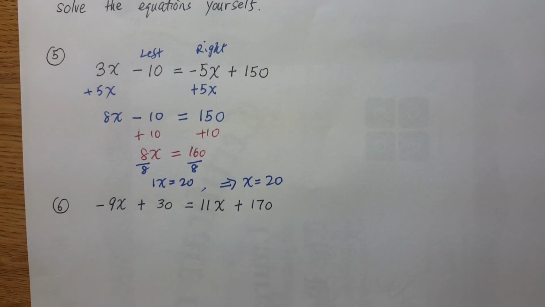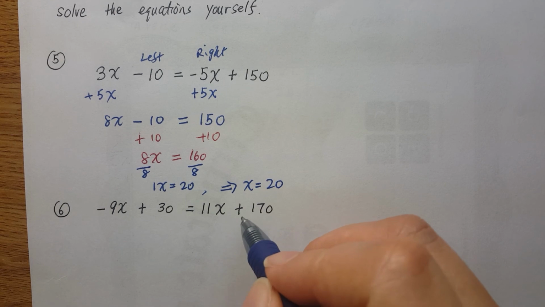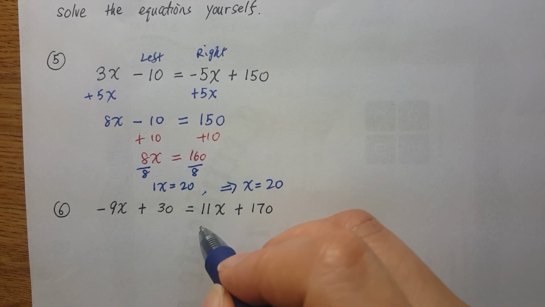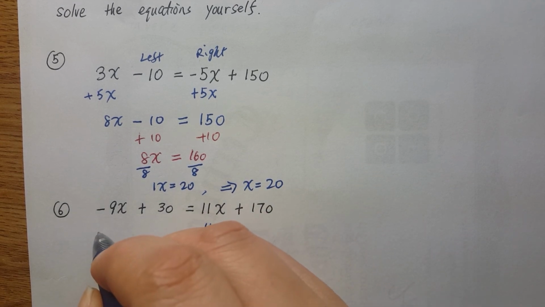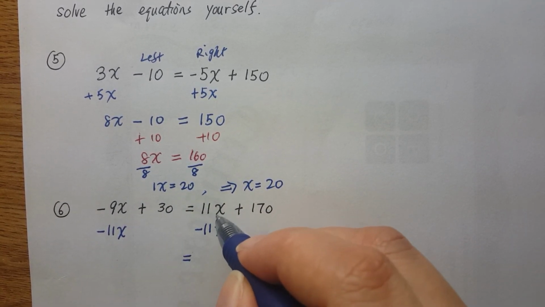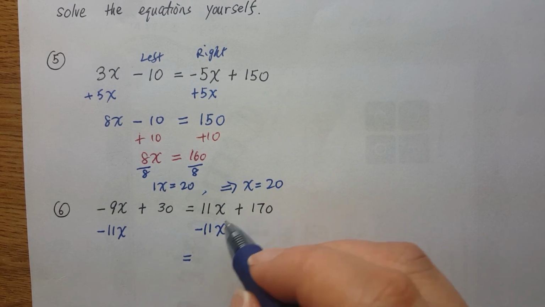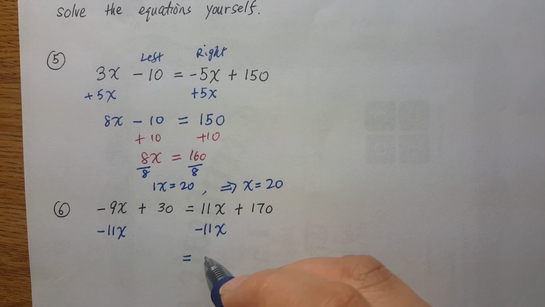Now let's take a look at question number 6. So on the right, we have 11x plus 170. So I have to do the inverse, so minus 11x. And to balance, minus 11x. Because 11x minus 11x is 0, so it disappears. So we have positive 170 left over. So I'm going to write down 170.